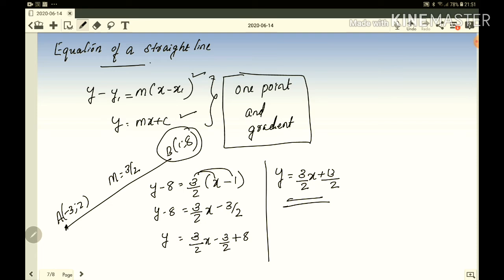See, this is the answer. This is the equation of this straight line. Instead of B, if you use A, you will get the same answer. As long as that point is on that line, you will get the same answer.